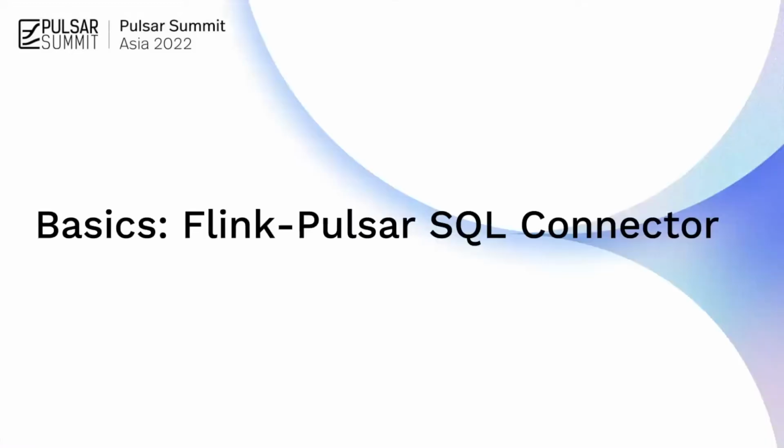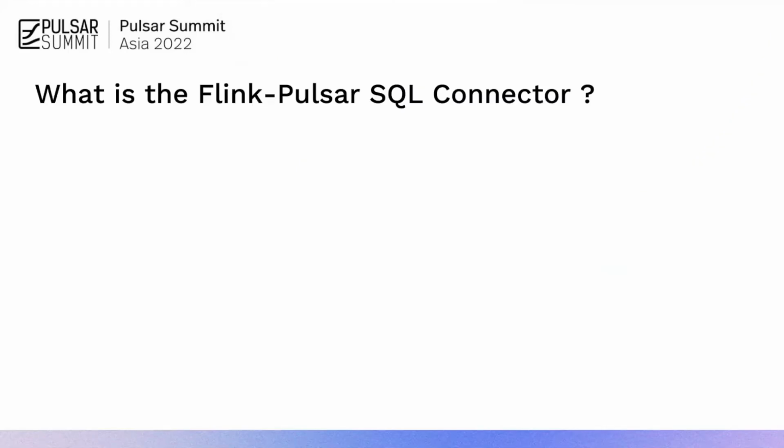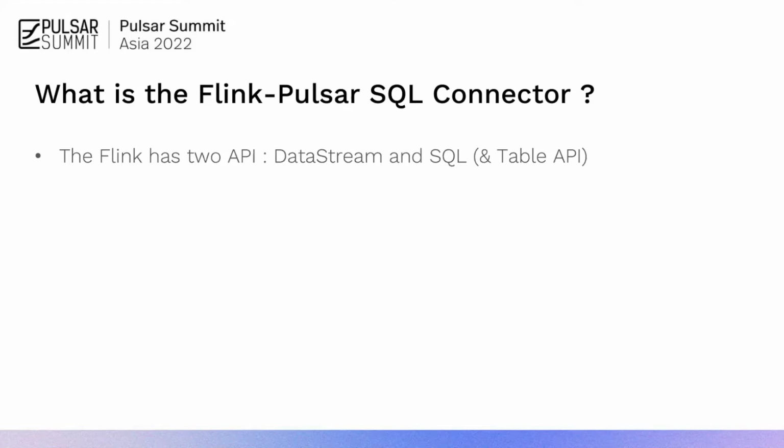Let's get started. Well, first, what is the Flink Pulsar SQL Connector? If you are not very familiar with the Flink API, we need to know that Flink has two APIs, DataStream and the SQL Table API. In DataStream API, engineers need to write Java, Python, or Scala code to describe their Flink jobs. And in SQL Table API, you can use SQL scripts to describe the Flink jobs.